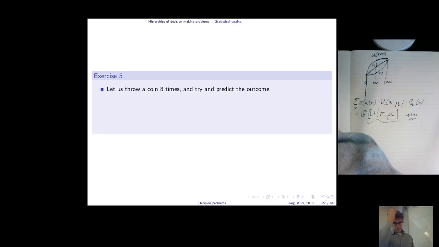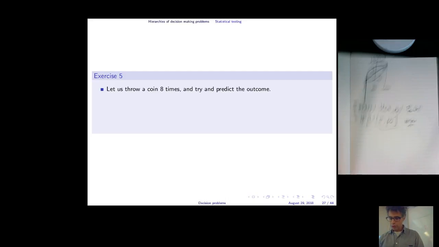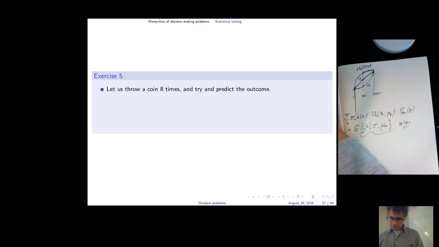So let us do a simple exercise here. We have already done this once before, so let's continue doing it. Why don't you each throw a coin 8 times and predict the outcome? So I'm going to write some numbers here, okay? And you write 0 and 1 as many times as you like. Okay, so I have written 8 numbers, 0 and 1.